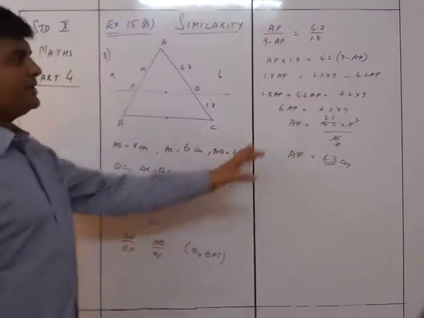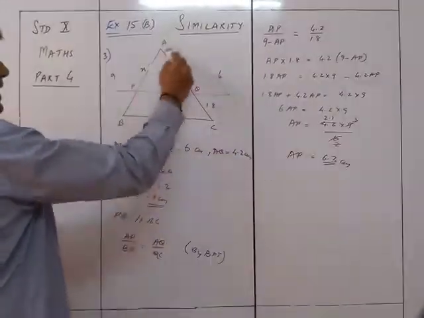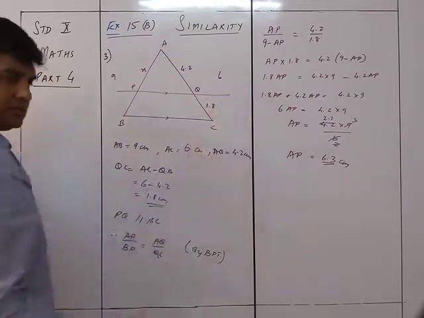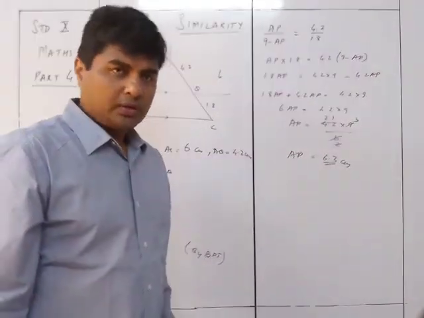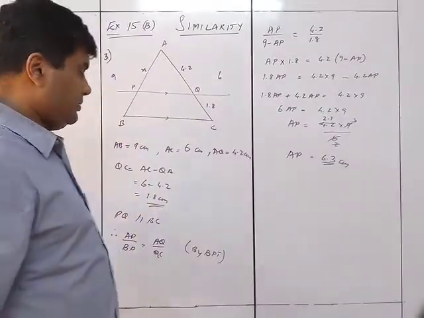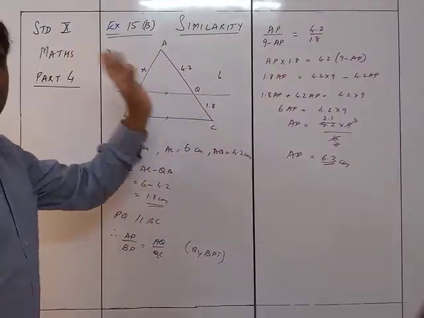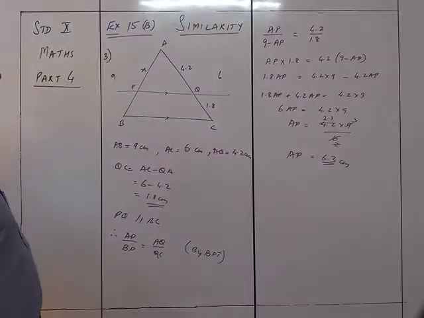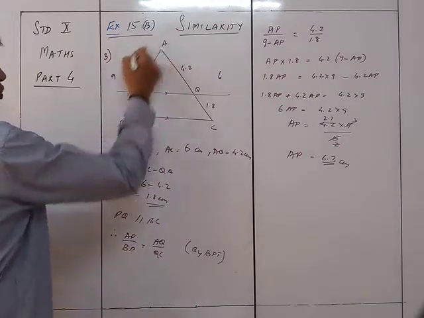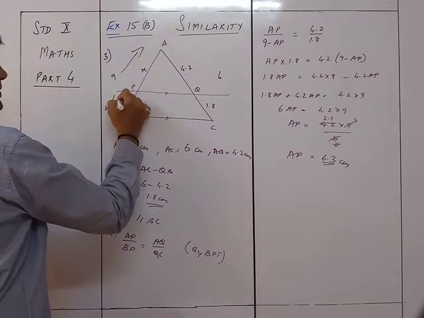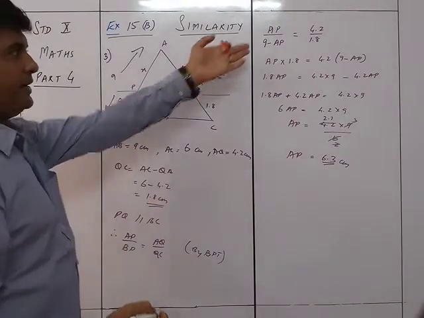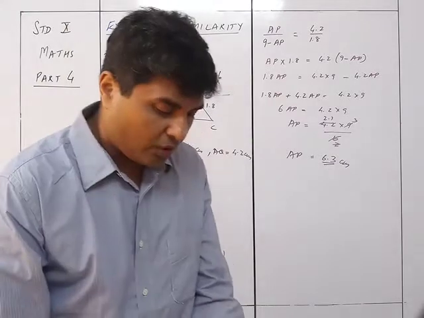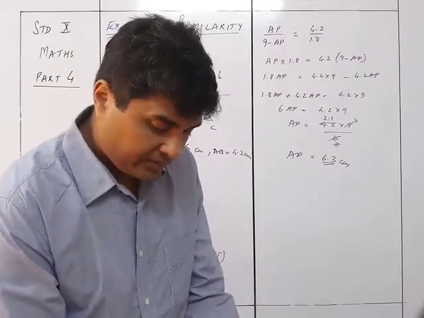If you don't want these calculations, then you can always take these two triangles as similar. Then x upon 9 will be equal to 4.2 is to 6. Yes, you can do it that way also. It gives you the same answer, but I did not have to prove the triangles similar, so I used the algebraic method. So if this is x and this whole thing is 9, this will be 9 minus x. That is what we have written, 9 minus AP. Got it? So this was sum number 3 of 15B.